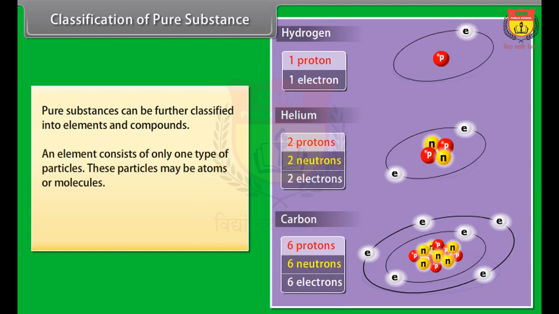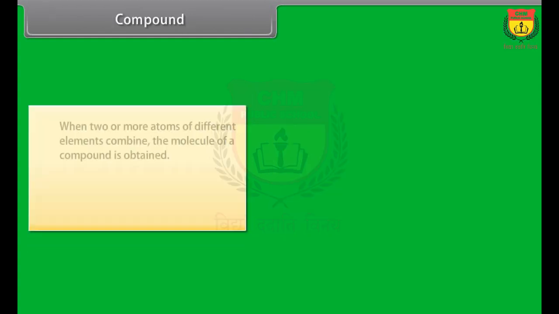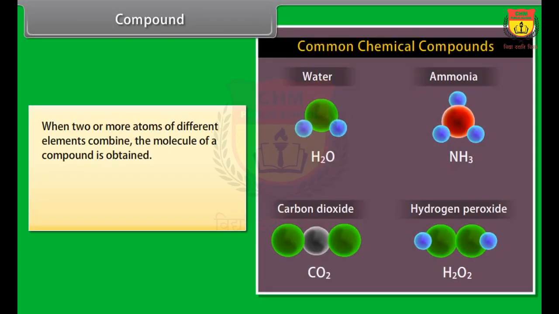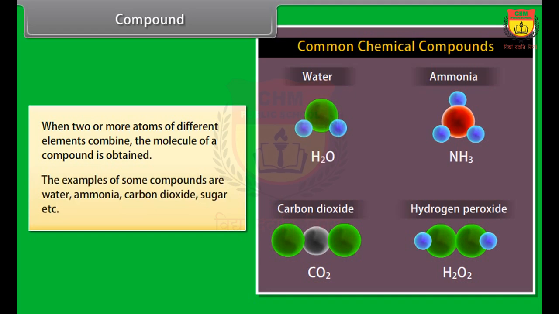An element consists of only one type of particles. These particles may be atoms or molecules. Example, hydrogen, helium, carbon, sodium, copper, silver, oxygen, etc. Compound. When two or more atoms of different elements combine, the molecule of a compound is obtained. The examples of some compounds are water, ammonia, carbon dioxide, sugar, etc.